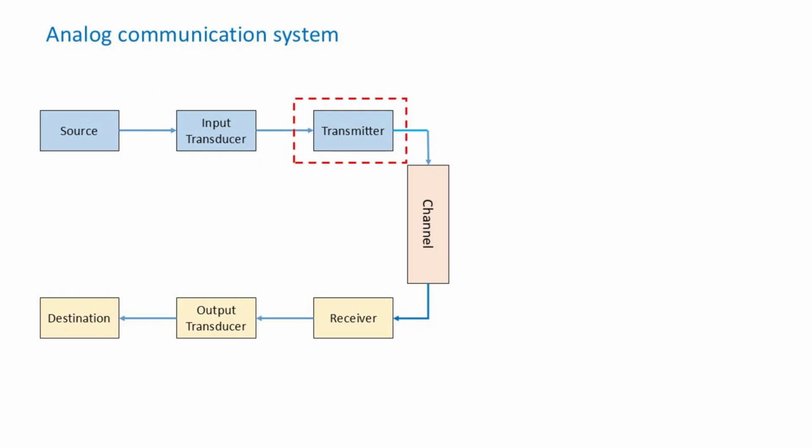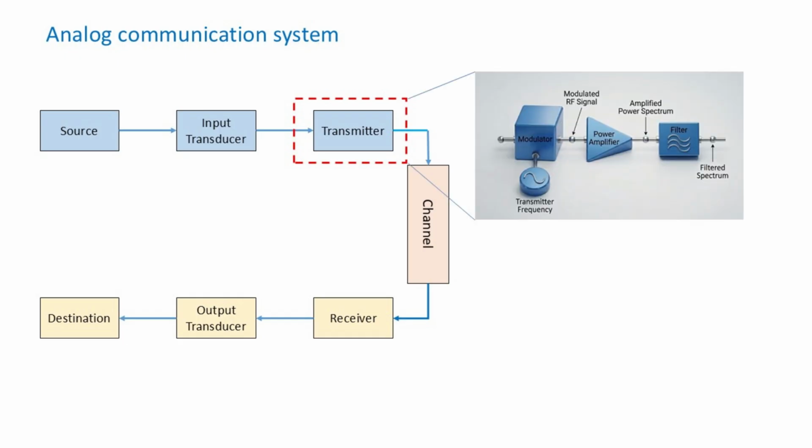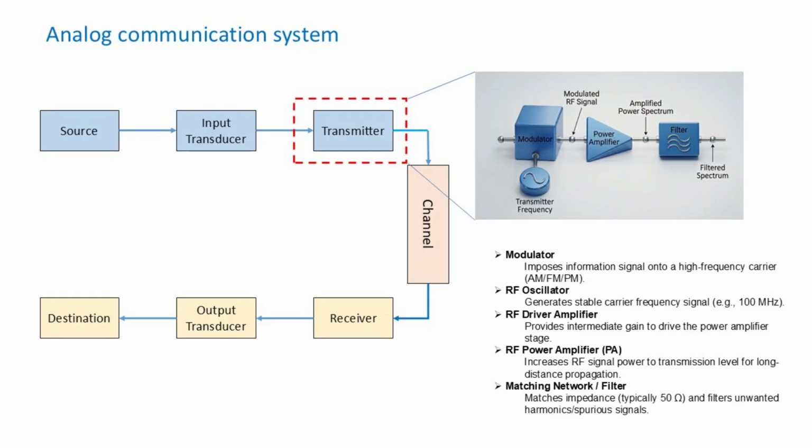The next block is the transmitter, which prepares the signal for efficient wireless transmission over long distances. First, the modulator combines the information signal with a high-frequency carrier using modulation techniques such as AM, FM, or PM. To generate this carrier signal, the RF oscillator produces a stable high-frequency signal, for example at 100 MHz.